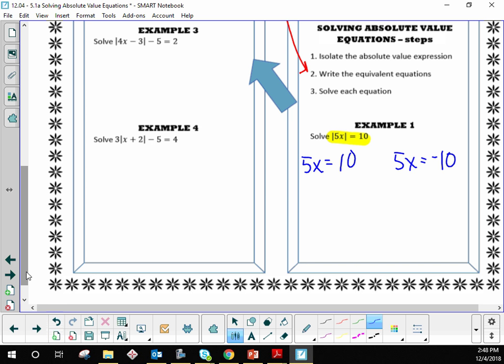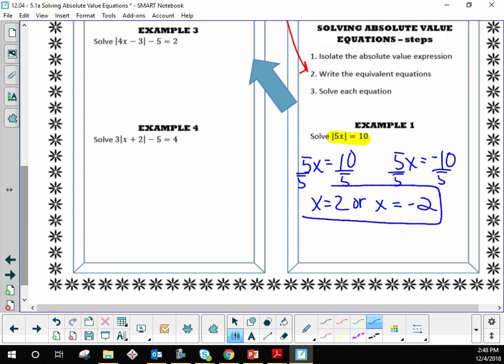What do we do here to solve? Divide by 5. Yep. So in order to make that equation true, x can be 2 or x can be negative 2. By the way, that's just a coincidence that they're the same number with opposite signs. Whenever you get your two answers, they might be the same number, they might be different, they might have the same signs, they might have opposite signs. So this right here is just a coincidence.